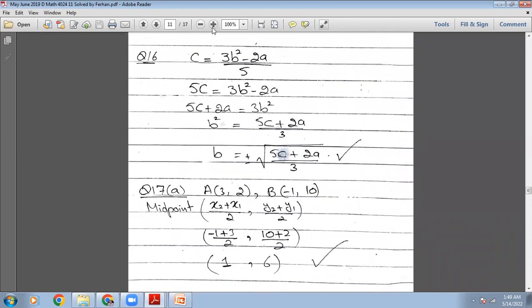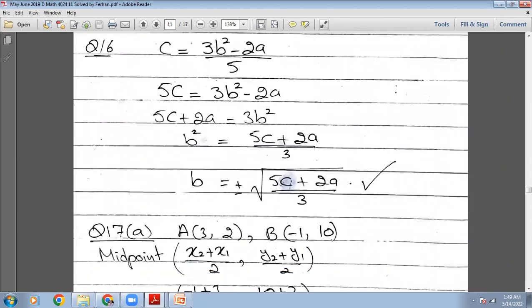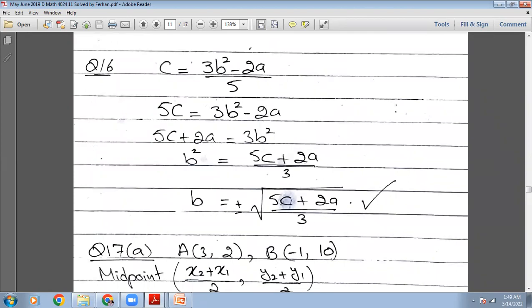Okay, so on your screen, it is showing up. I will take this 5 to the other side. So 5c equals 3b square minus 2a. 5c plus 2a equals 3b square. So that 3 will go to the other side and divide. So b square is equal to (5c plus 2a) divided by 3. Then I will take the square root on both sides to get b. b will be equal to the square root of (5c plus 2a) divided by 3.